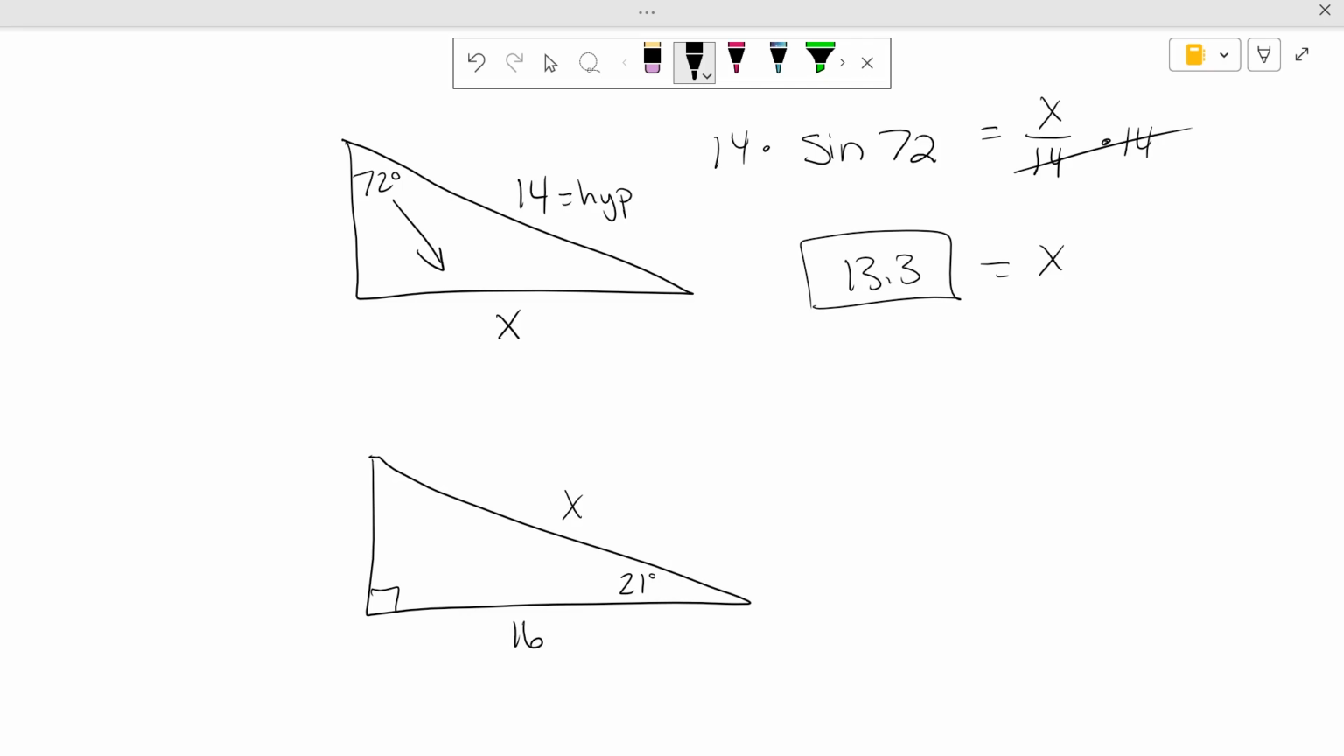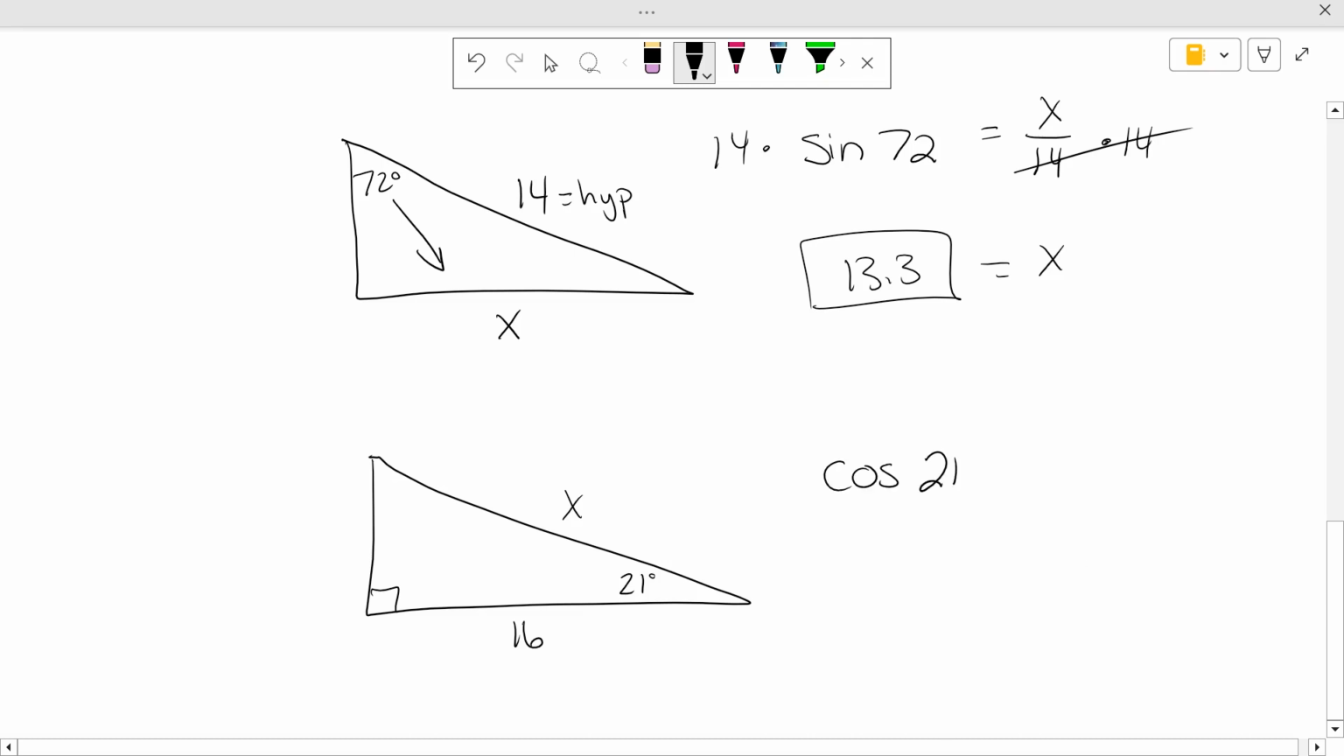That's where it adds an extra step in. Okay, so here's my 21-degree angle. What two sides do I know? My what and my what? Hypotenuse and adjacent. Which trig function is adjacent hypotenuse? Cosine is AH, adjacent hypotenuse. So the cosine of my angle, 21 degrees, is my adjacent side 16 over my hypotenuse of x.